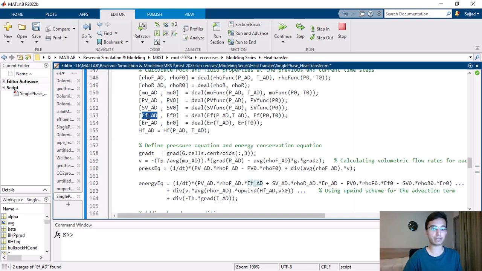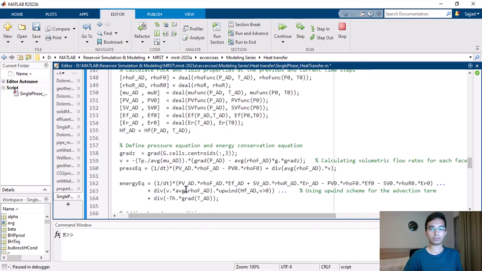This is the specific enthalpy of water, and this is the specific internal energy of water. And here we have calculated the specific, oh sorry, I made a mistake here. This is the internal energy, not enthalpy. The specific enthalpy of water is this, and the specific internal energy of water is this. This one is for the current time step, and this one is for the previous time step.